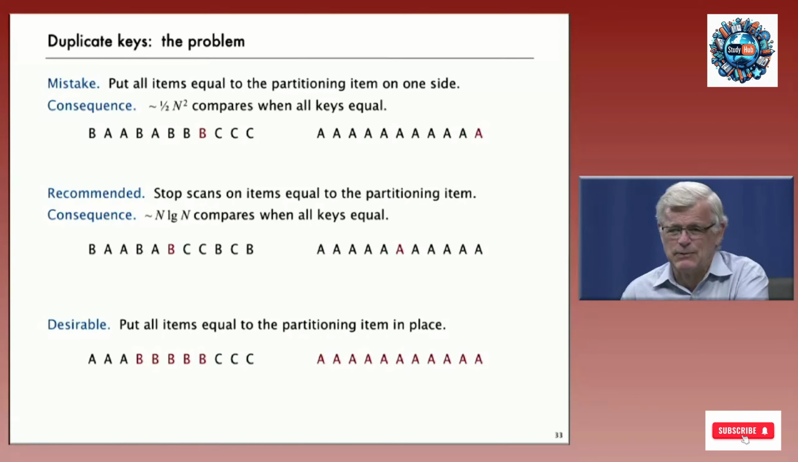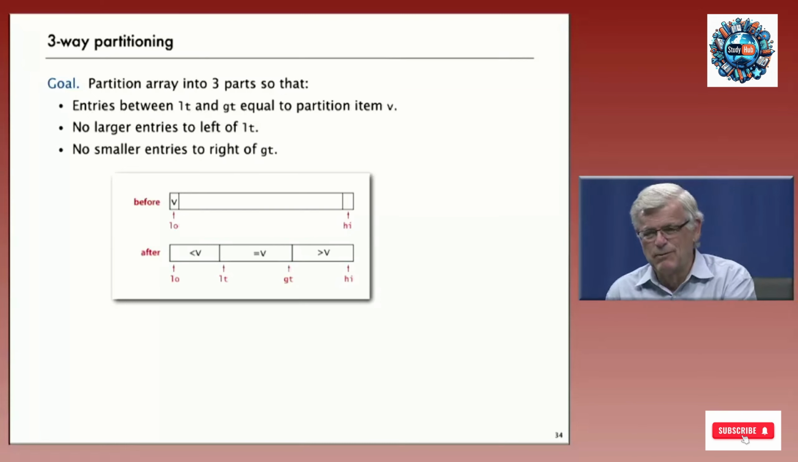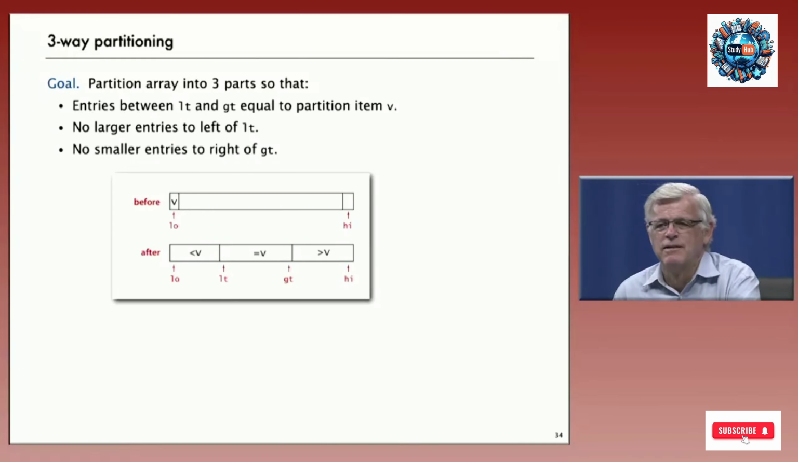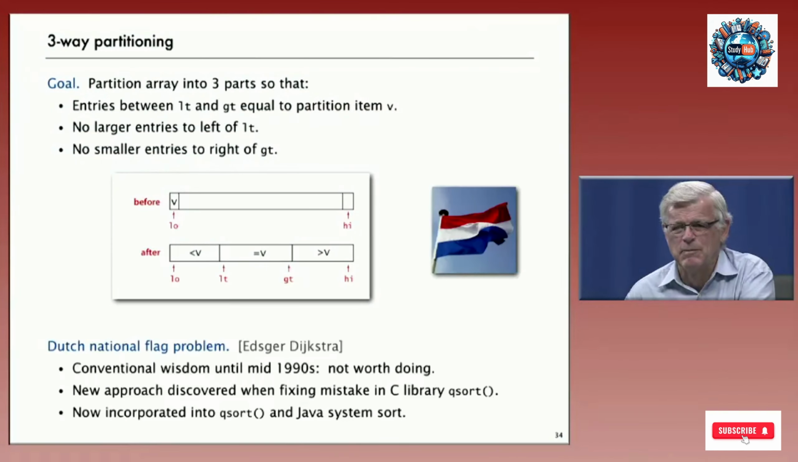But actually, when you think about it, why don't we just put all the items equal to the partitioning item in place? That's really a desirable way to look at it, and let's take a look at that option. So the goal is so-called three-way partitioning. What we want to do is get the array into 3 parts, so that now we have 2 pointers into the middle. One is the boundary between the keys that are less than the partitioning element and those that are equal to it. Another is the boundary between the keys that are equal to the partitioning element and the ones that are greater. And then in the middle are all the equal keys. That's what we'd like to arrange.